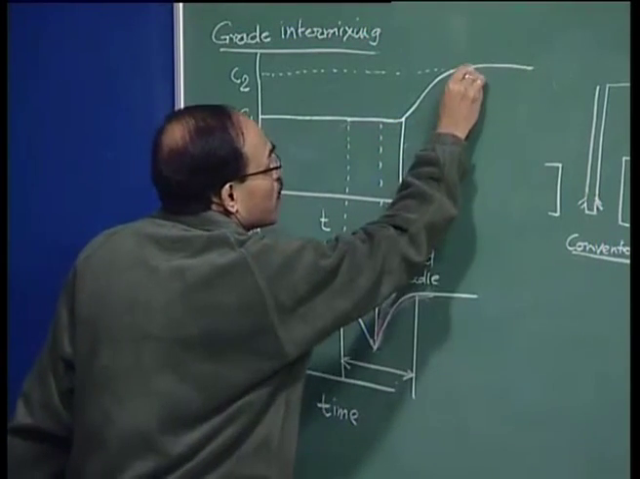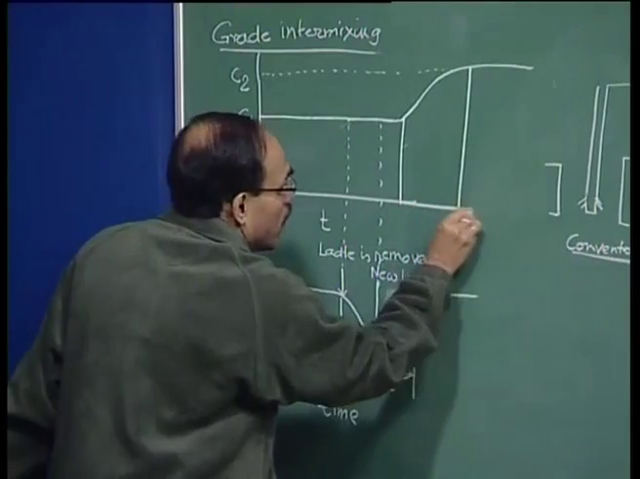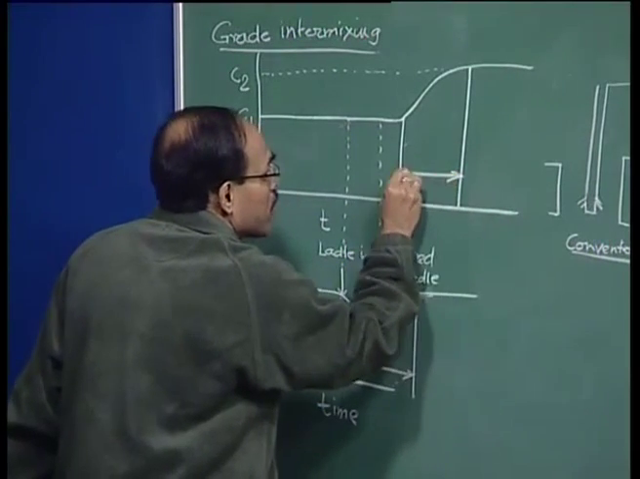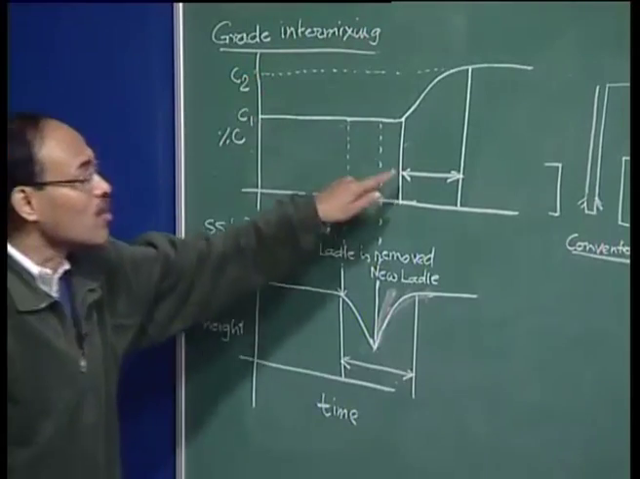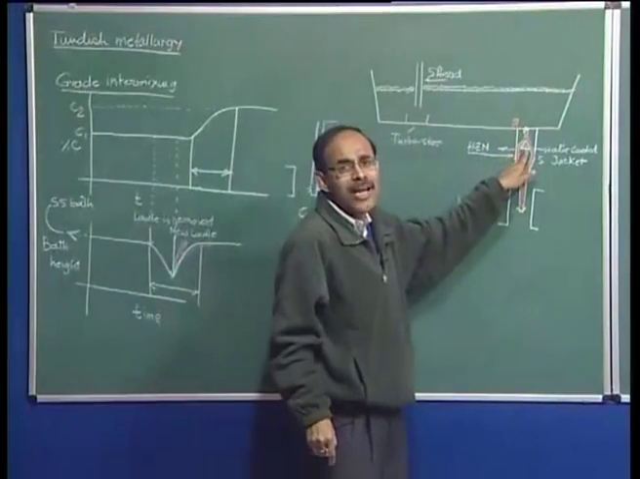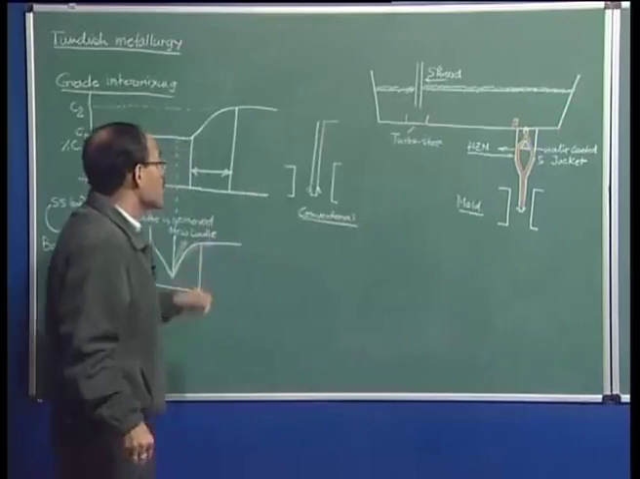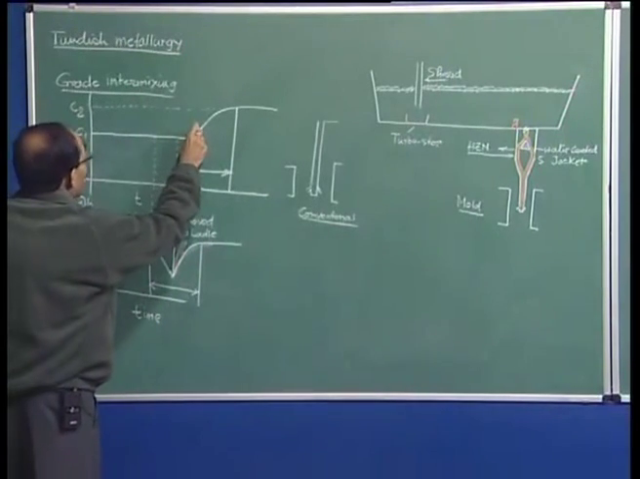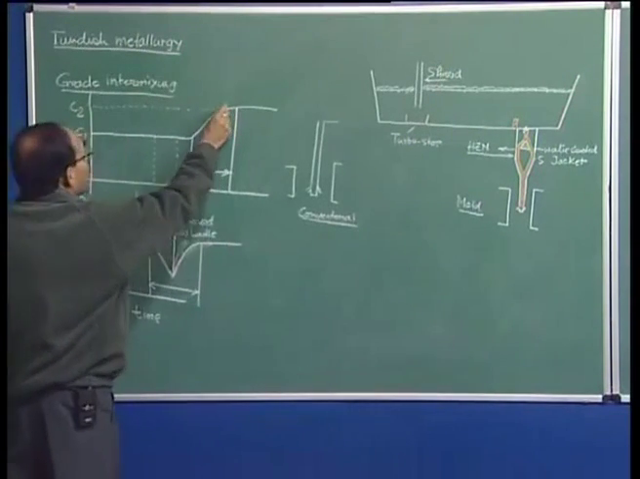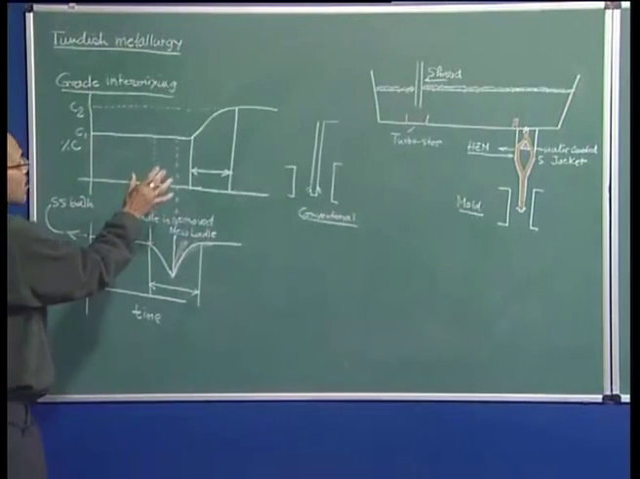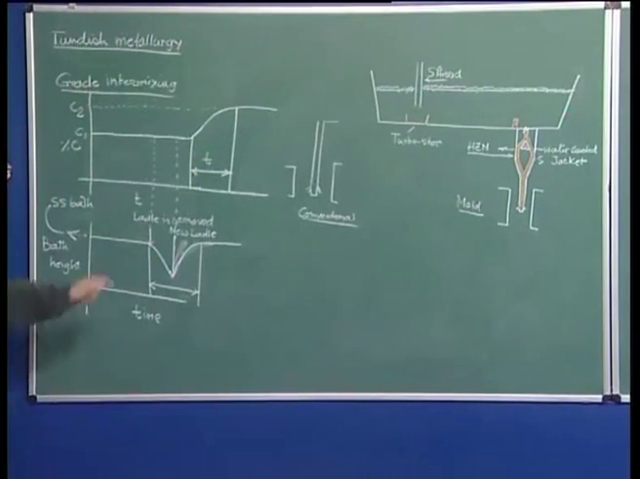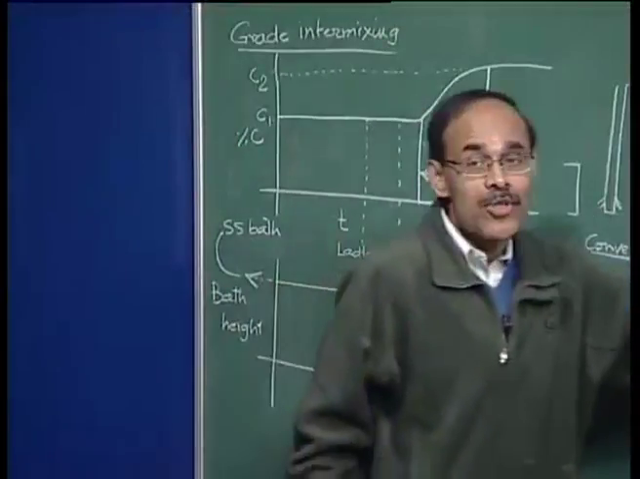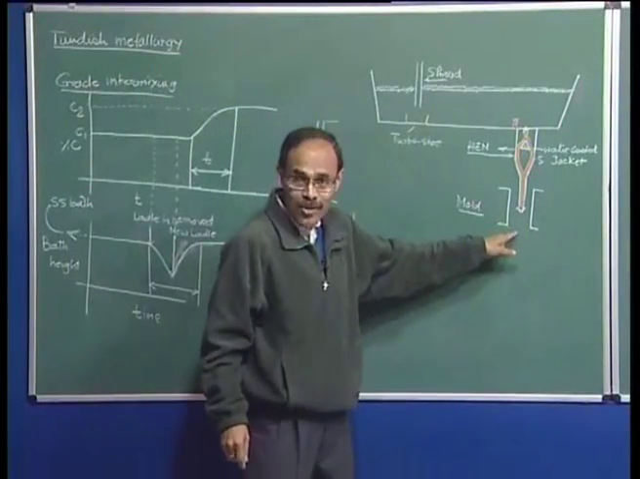It is this particular duration we are talking about. For this duration, the composition is neither C1 nor C2, but the composition of the slab which comes out will have an intermediate composition. Initially, it is going to be closer to C1, finally closer to C2, but nevertheless, during this time we are going to have slabs of mixed composition, which we may not be able to sell to the customer.